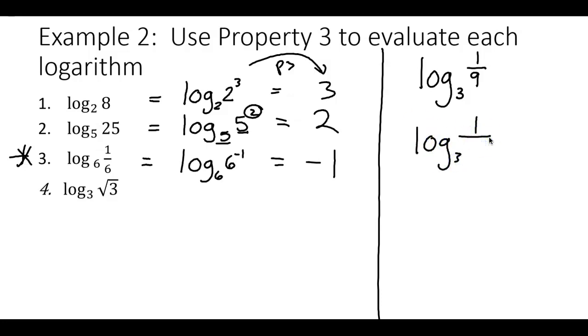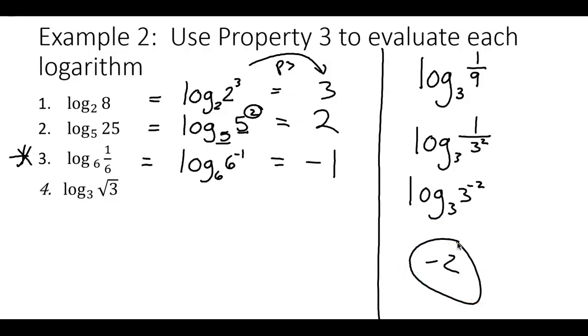Okay, now first of all, I'm going to change the 9 into what? 3 to the power of 2, because I need 9, right? So this is 3 to the power of 2, right? But I don't like it as a fraction, so I'm going to make it 3 to the power of negative 2. Okay? So if you don't like the fraction, just make the exponent a negative. That's it. In this case, then the answer would be negative 2, because of property 3 once again. All right, so that's the negative exponent situation there.